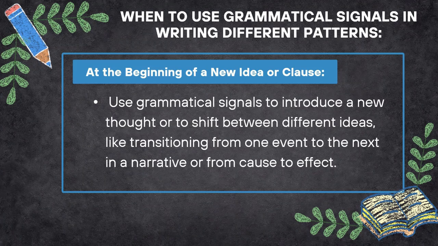Okay. When to use grammatical signals in writing different patterns. So we already know how to use and when to use those patterns. Now, when to use the grammatical signals. First, we have at the beginning of a new idea or clause. Since in different patterns, we introduce new ideas, we use grammatical signals to introduce those new thoughts or to shift between different ideas, like transitioning from one event to the next in a narrative or from cause to effect. So we use it at the beginning to signal that there is a new thought, new perspective, or new idea.